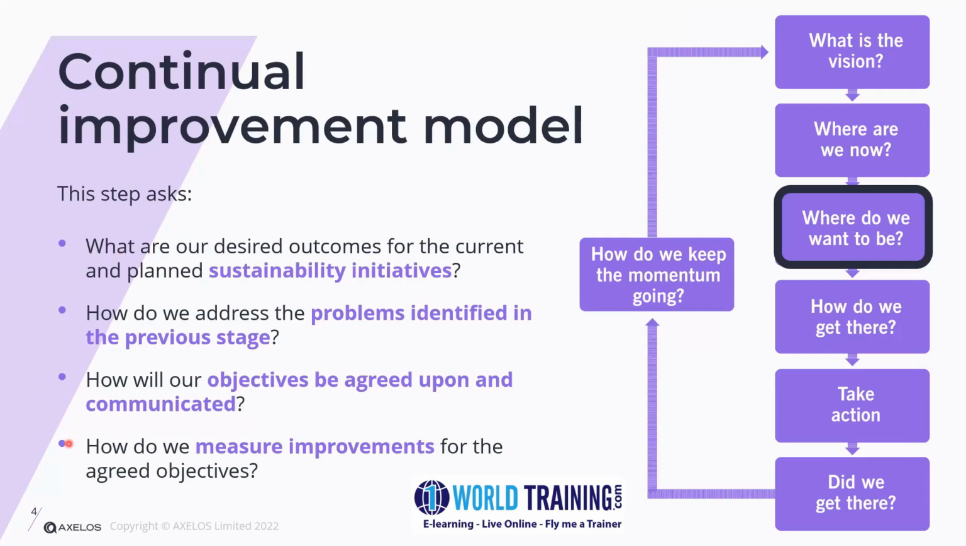Which means that after agreeing the vision for the sustainability journey and assessing the current state, the organization should define where do we want to be, meaning the desired outcomes of the current and planned sustainability initiatives, how to address the issues identified in the previous step of where are we now, how to agree and communicate those objectives to the stakeholders, and how to ensure the measurement improvement for agreed objectives.